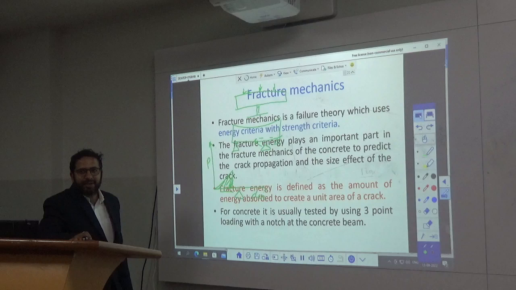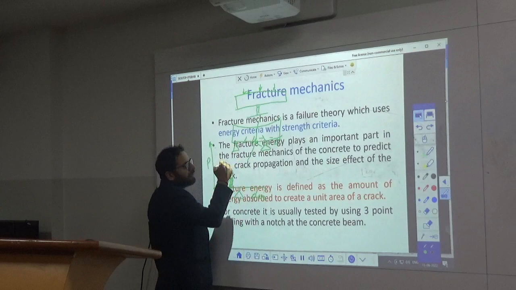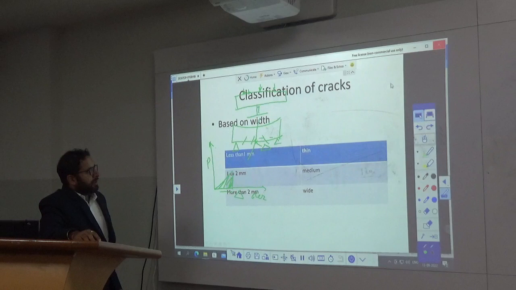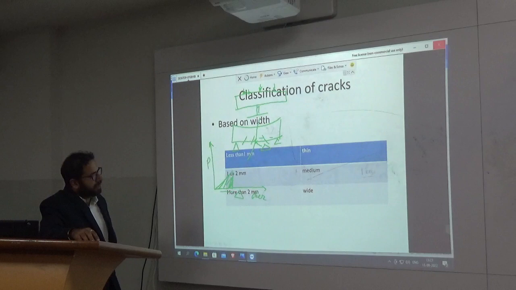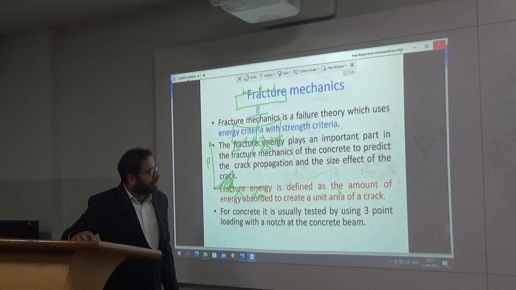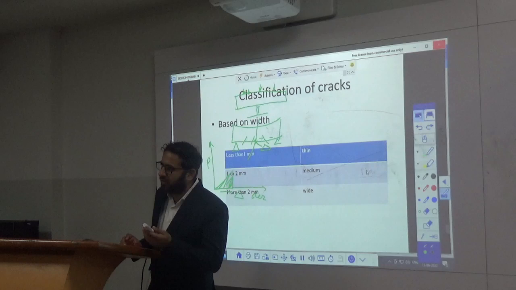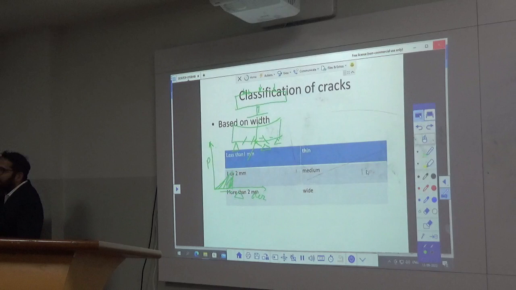When the load is higher than its strength, it will start to show cracks, then the complete collapse of the structure will occur. In the same way, for crack width, if it is less than 1 mm, then it is called a thin crack. If it is 1 to 2 mm, it is called medium. If it is more than 2 mm, it is called wide, right? If medium cracks are also there, then again there is a fear of collapse of the structure. See, in this case, if a crack is there, there won't be an issue. But if you see a beam, the crack will start there, right?